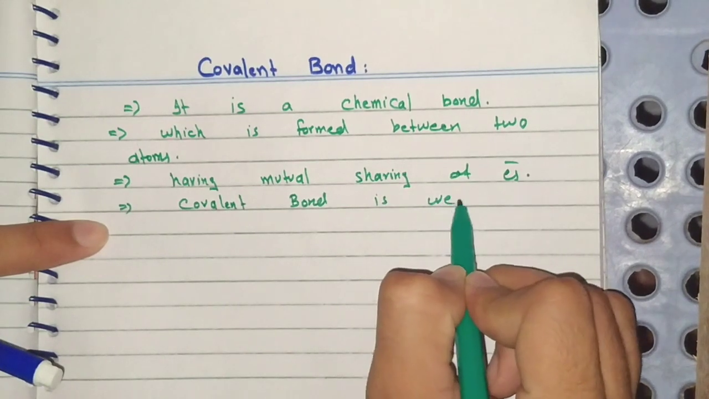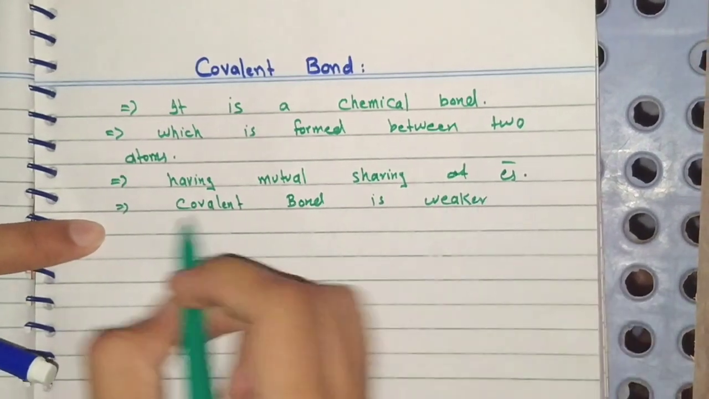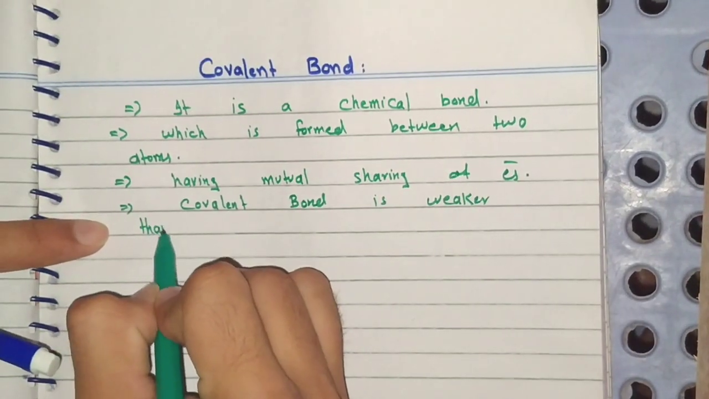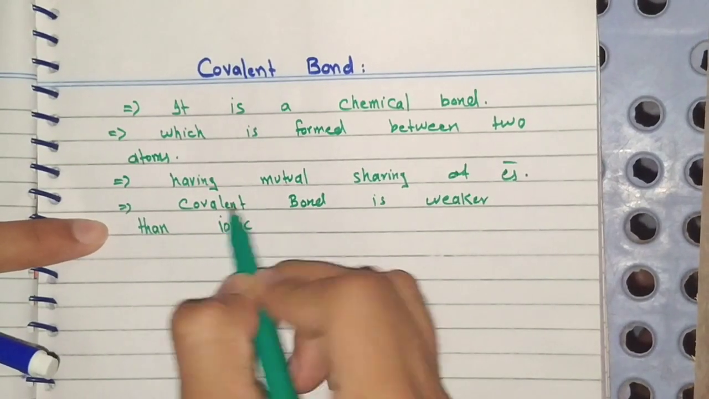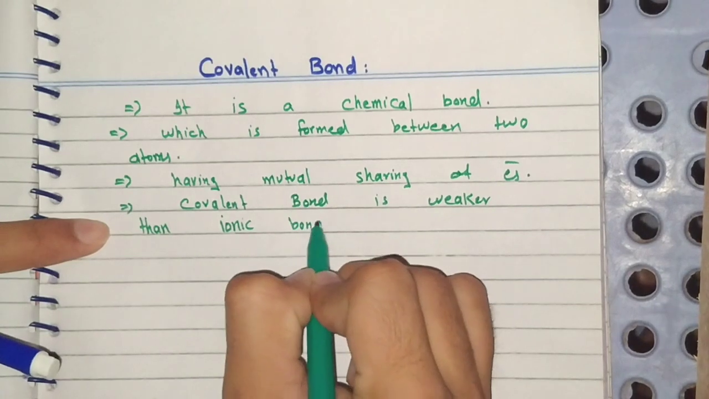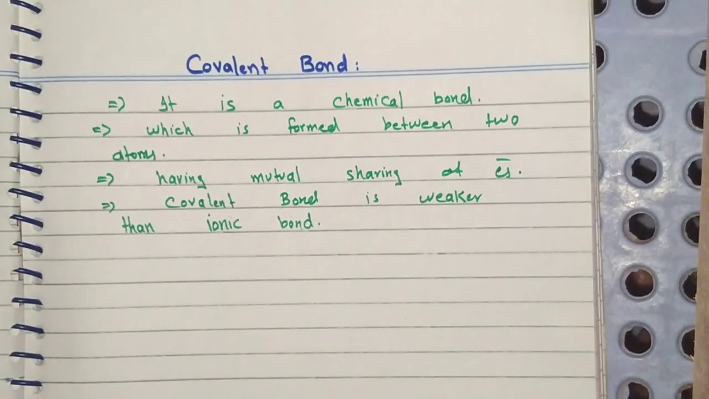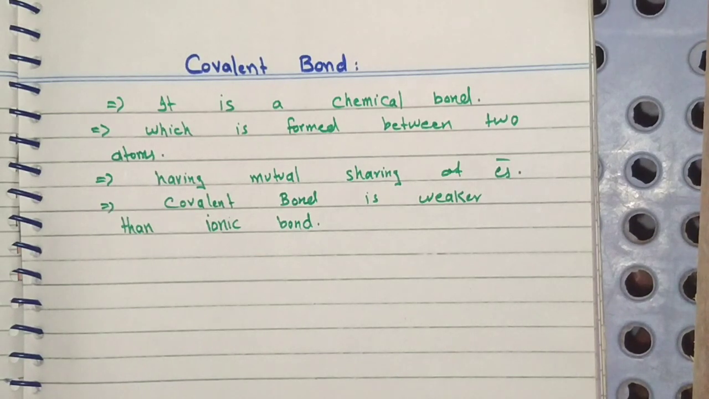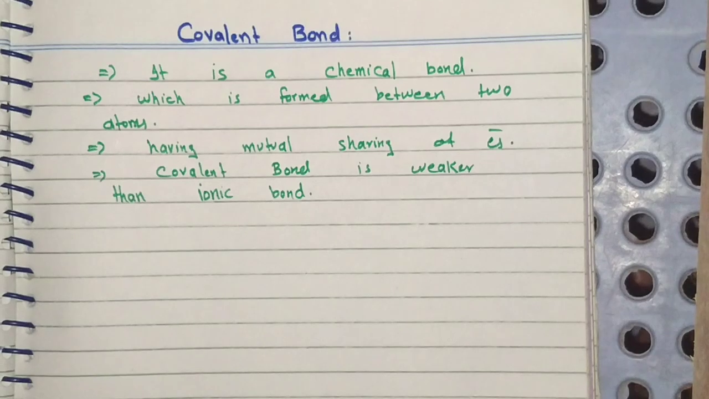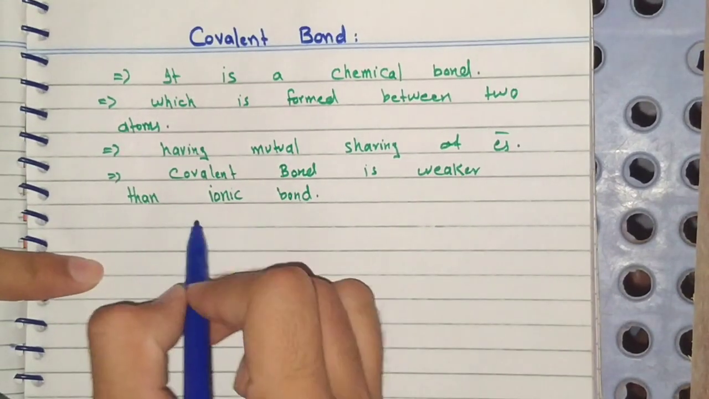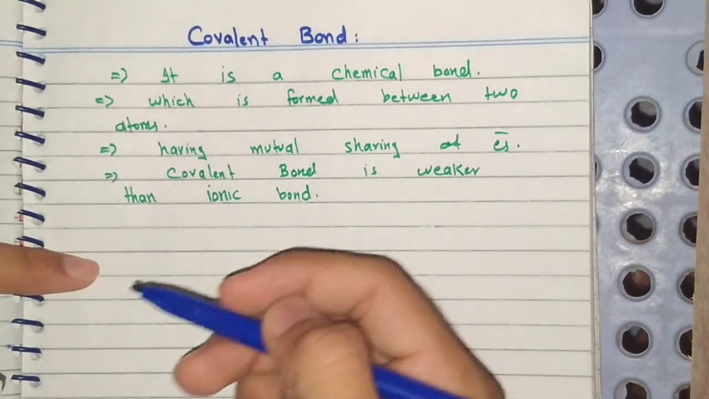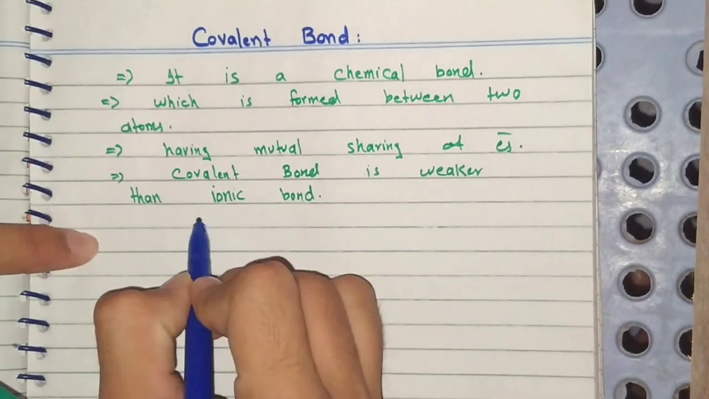And fourth point is that covalent bond is weaker than ionic bond. And now covalent bond has three types on the basis of bonding: single covalent bond, double covalent bond and triple covalent bond.